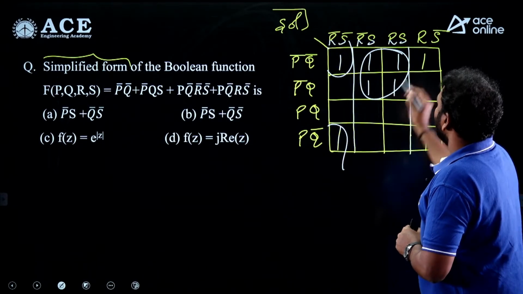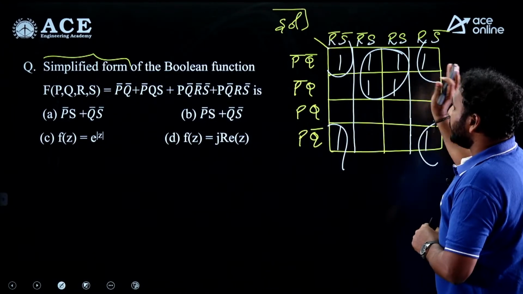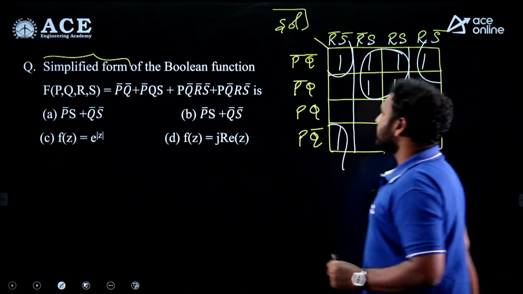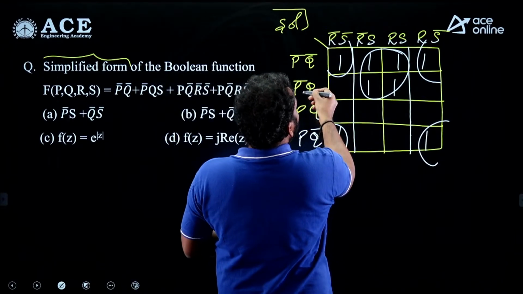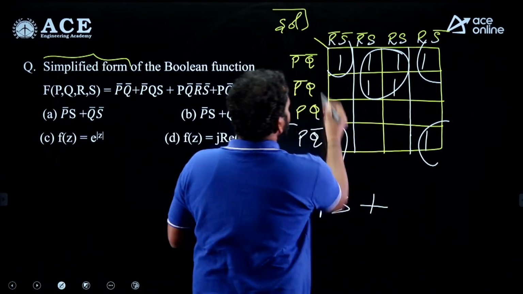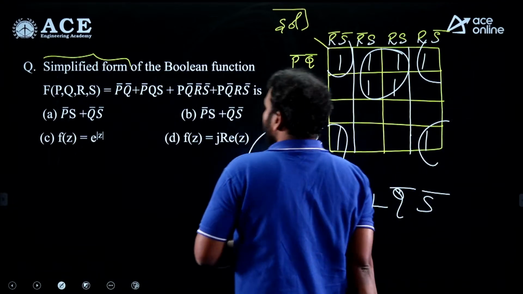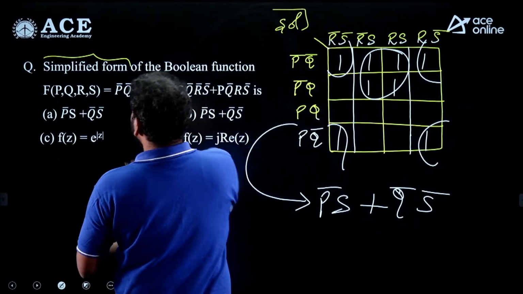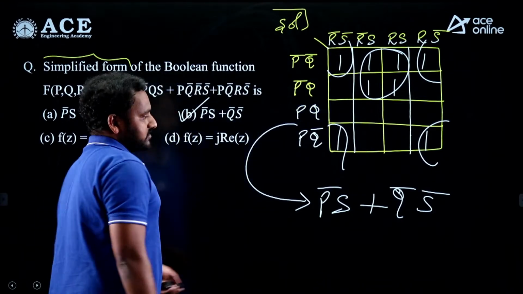Here this is another quad. Sir, can I take one more pair? No need, because we are not calculating implicants here. We are just minimizing the function. So the minimized answer is, here P bar is common and here S is common: P bar S plus Q bar S bar. That is Q bar S bar plus P bar S. B is the correct option.